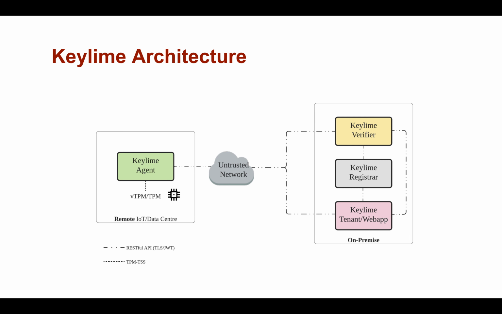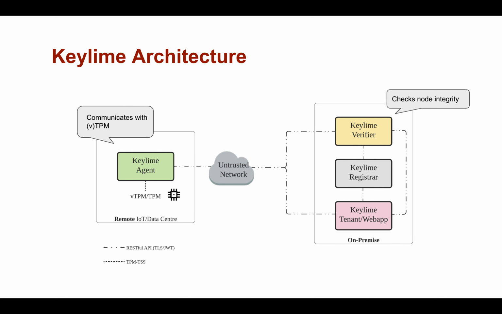Next, let's see Keylime's main components. On the left-hand side is the node we wish to measure for trust. To the right-hand side is the management network, where we run Keylime's core services, including the verifier, registrar, and tenant web app. The Keylime agent communicates with the TPM and sends back a quote to the verifier. Then the verifier checks the node's integrity.